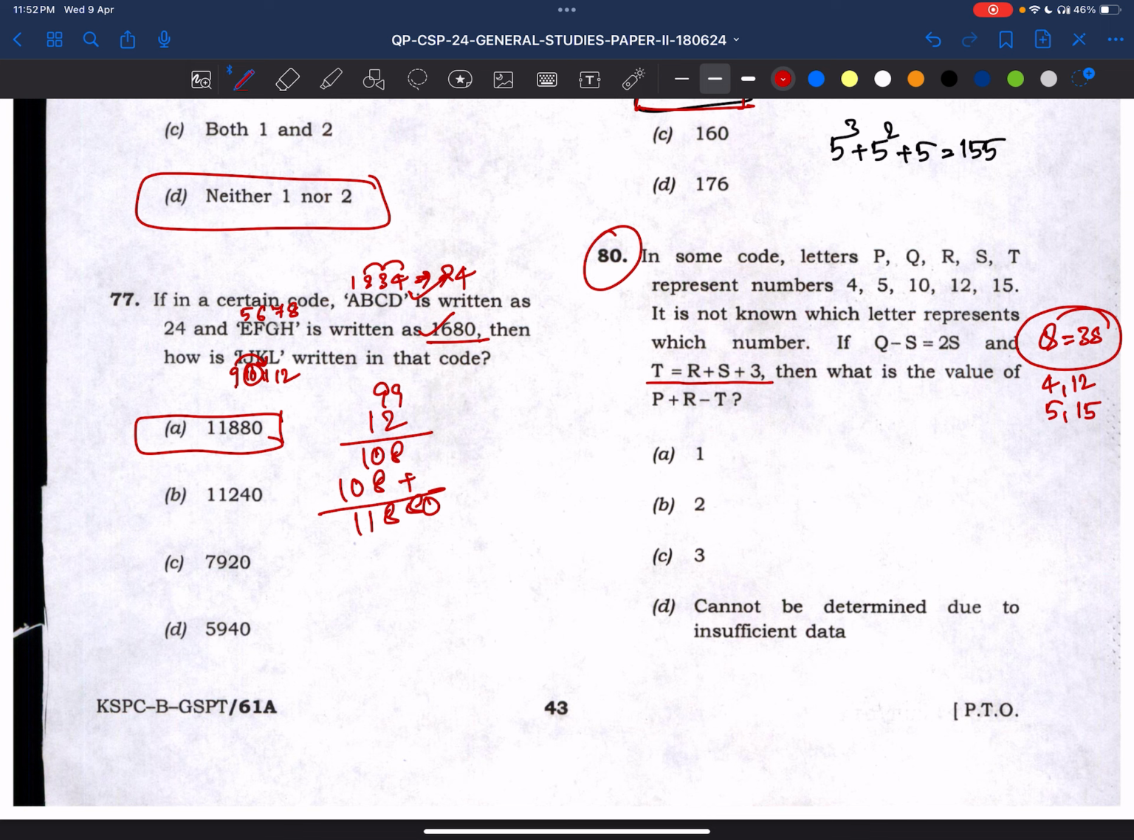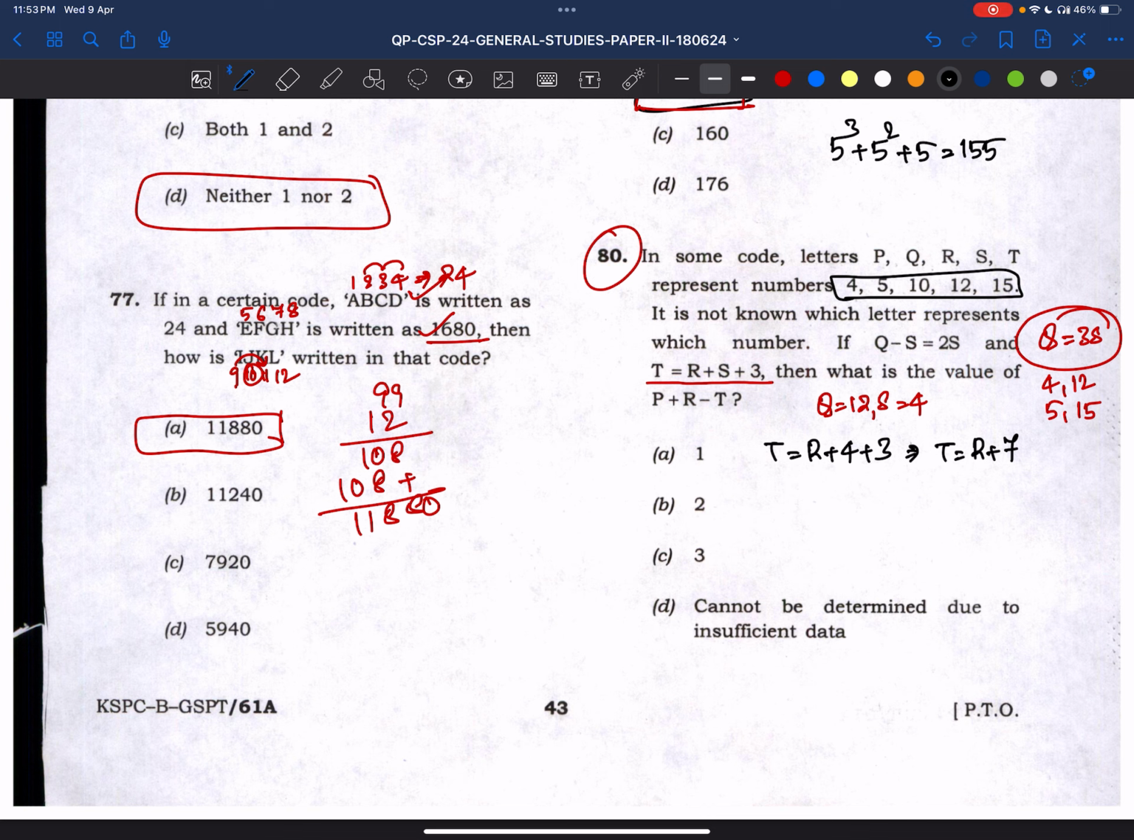Right? Okay. And T is equal to R plus S plus 3. Let's take Q value as 12 and S value as 4. Okay. So two values are taken. And now it is telling that T is equal to R plus S. S we have taken 4, right? Plus 3. This will be what? T is equal to R plus 7. Now we have to take the value of R such that the T value should come as a number between the given set of numbers. Right?